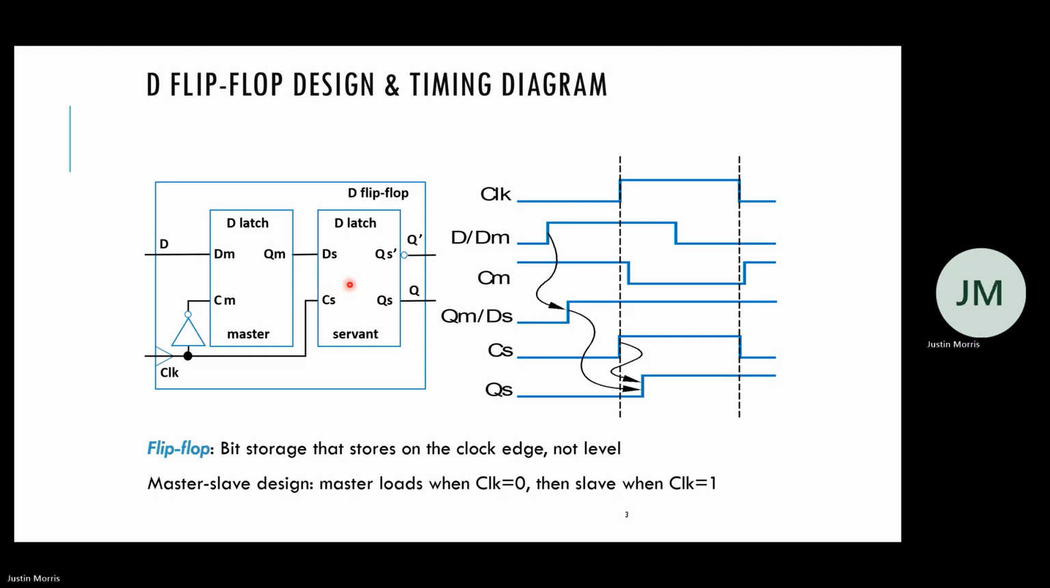And that gives us some time here with the positive edge of the clock. This one is enabled now. That's when it lets the DS, which is just QM, they're the same, they're directly connected, start passing through to QS over here.